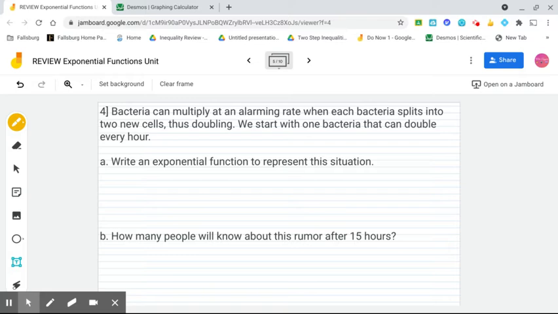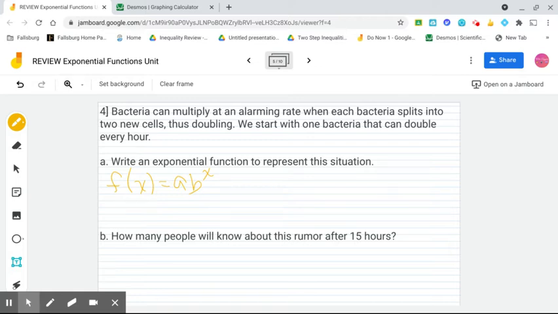So this is where we have f of x equals a times b to the power of x. Anytime we don't have a percentage, we're going to use this formula. Remember, a is the initial amount, and b is the number that it's being multiplied by. That's the multiplying factor. And then x represents time.